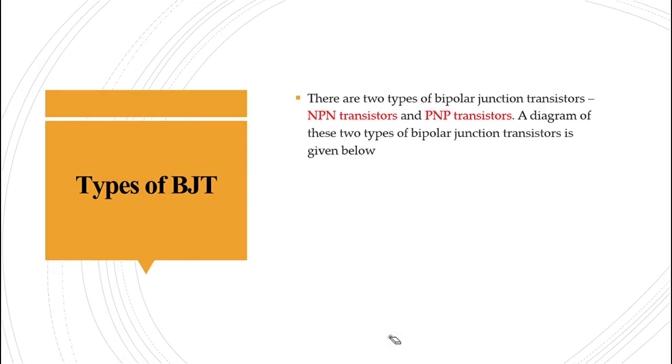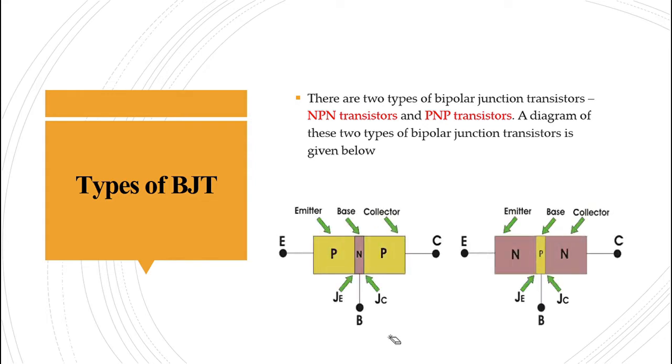Types of BJT. As we have already studied, there are two types of bipolar junction transistor. First one is NPN and the second one is PNP. The diagram of these two types of bipolar junction transistor is given below. In the first diagram, JE is the emitter junction and JC is the collector junction.